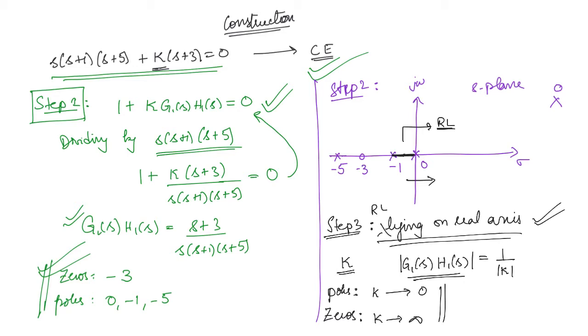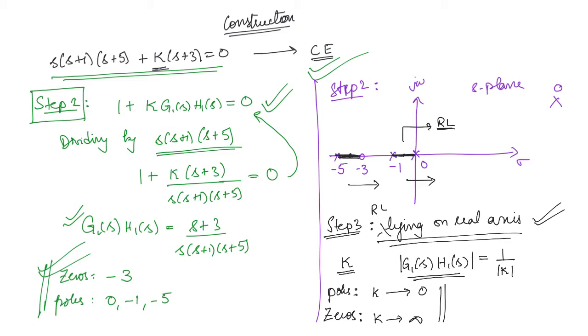Now if you take any point between -3 and -5, to the right of it you have 1 zero and 2 poles, so totally 1 plus 2 is 3. 3 is an odd number, so this point will lie on the root locus. Similarly, any point that you take between -3 and -5 will have an odd number of poles plus zeros lying to its right. So here also you will have the root locus.